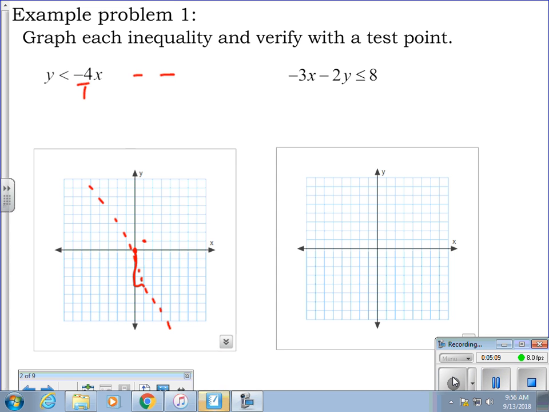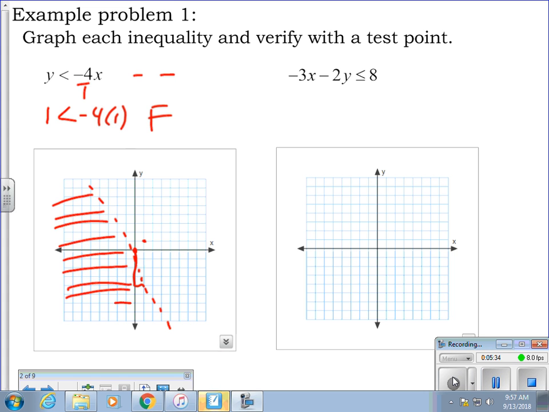So I take that point and I plug it in here, put in 1 for y, put in 1 for x. Is that a true statement? Is 1 less than -4? No, it is a false statement, which means this is not in my solution set. I shade the other side of the line. The point I tested is not a solution. It doesn't work, so it's not in the shaded area. That means the other side is shaded.